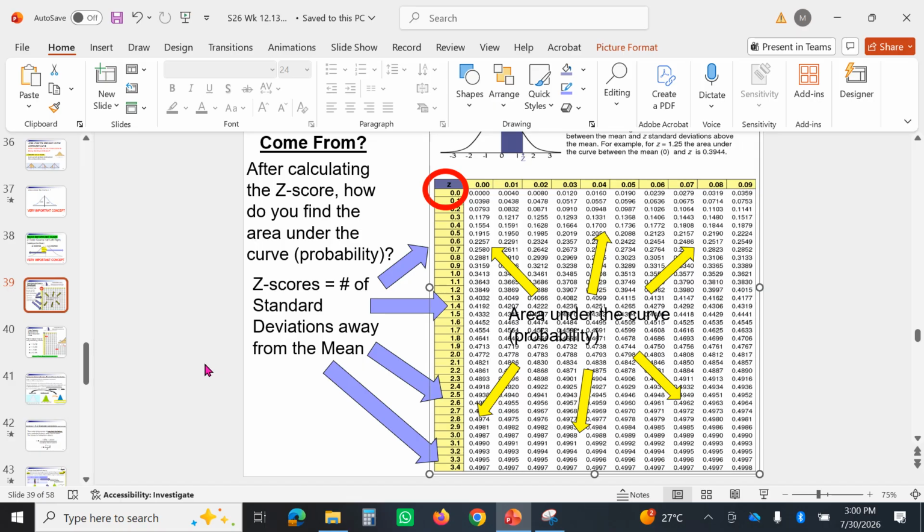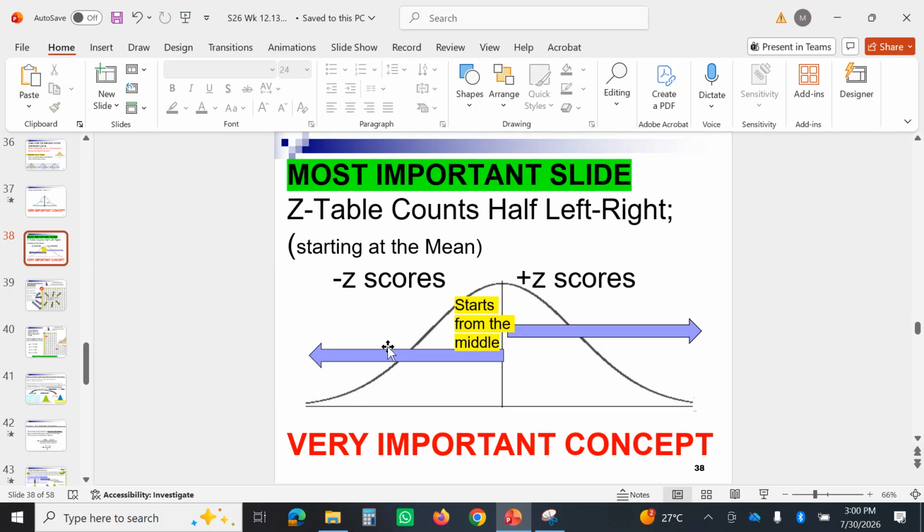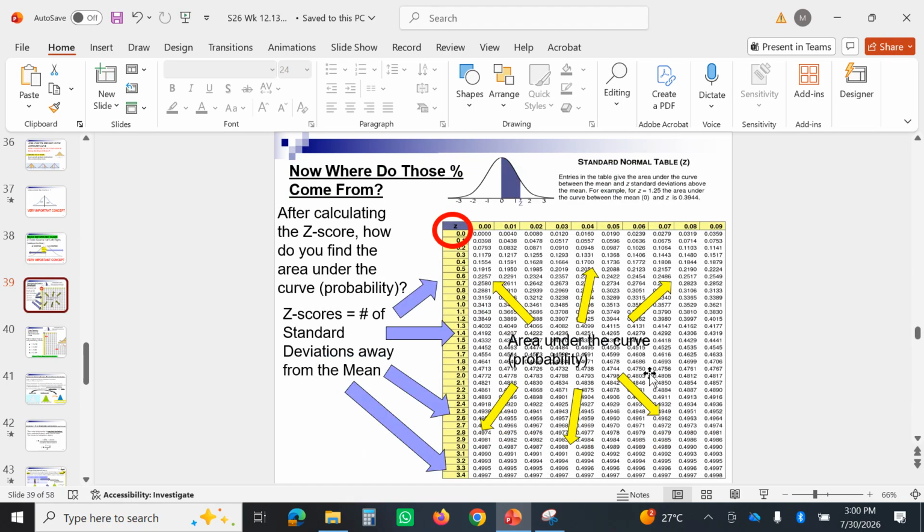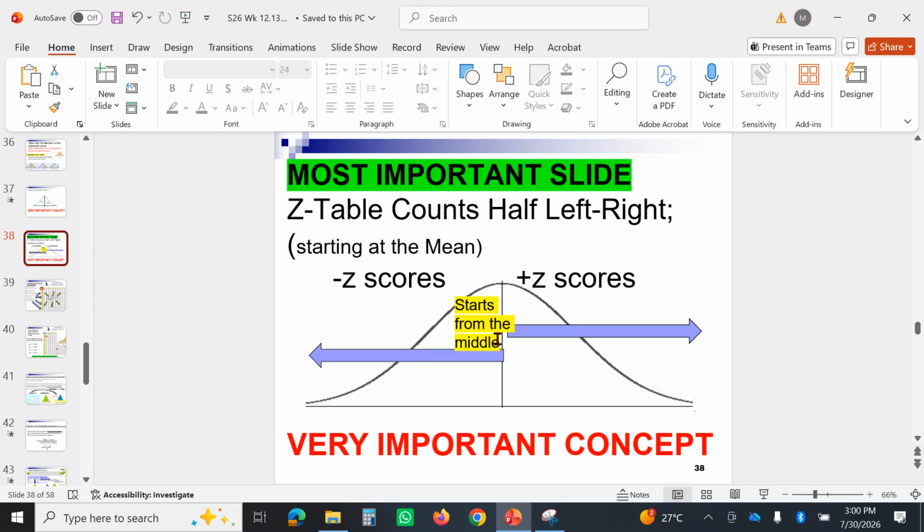And that's what we were talking about earlier, that the Z table only counts half. So if you're dealing with an area under the curve, you're only dealing with half. It doesn't cover the full graph. So that's why, when you're dealing with the Z table, it only details half of the graph. That's why we start from the middle and work our way out, because that is 0.5, that is 0.5.